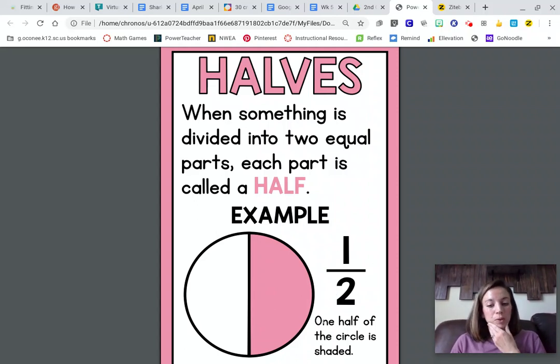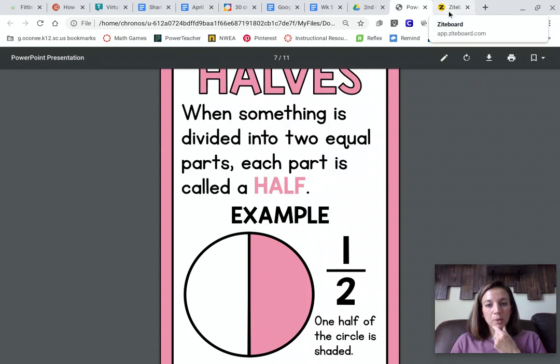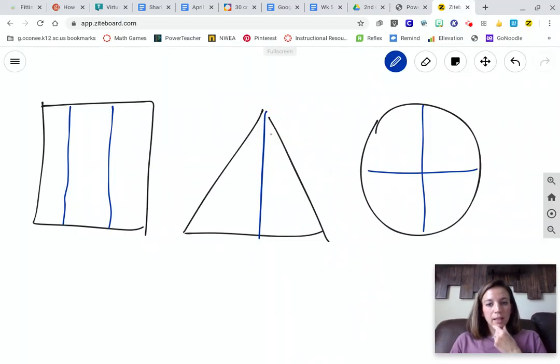One half of the circle is shaded. So if I go back up here and I actually split my triangle in half, I've got two equal parts. I've got one part here, and I've got a second part there.